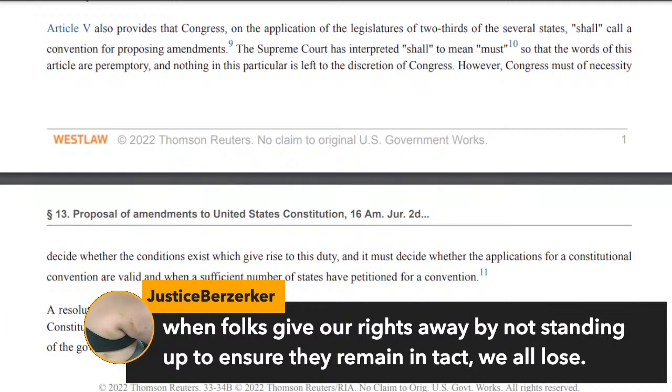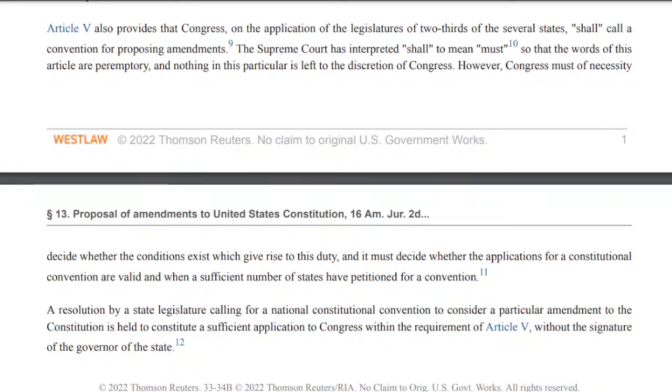So Article 5 also provides that Congress, on the application of the legislatures of 2/3 of the several states, shall call a convention for proposing amendments. So on the application of the legislators of 2/3 of several states, shall call a convention for proposing amendments. So the Supreme Court has interpreted shall to mean must, yes. So that the words of this article are peremptory.